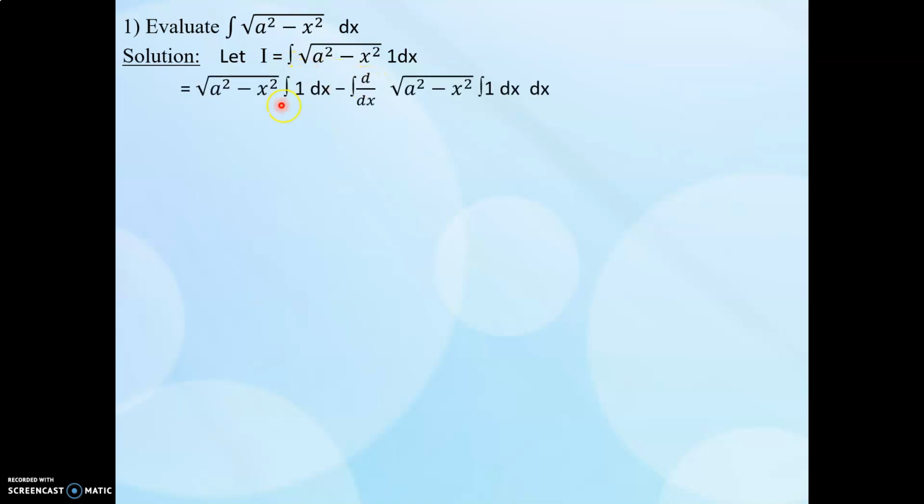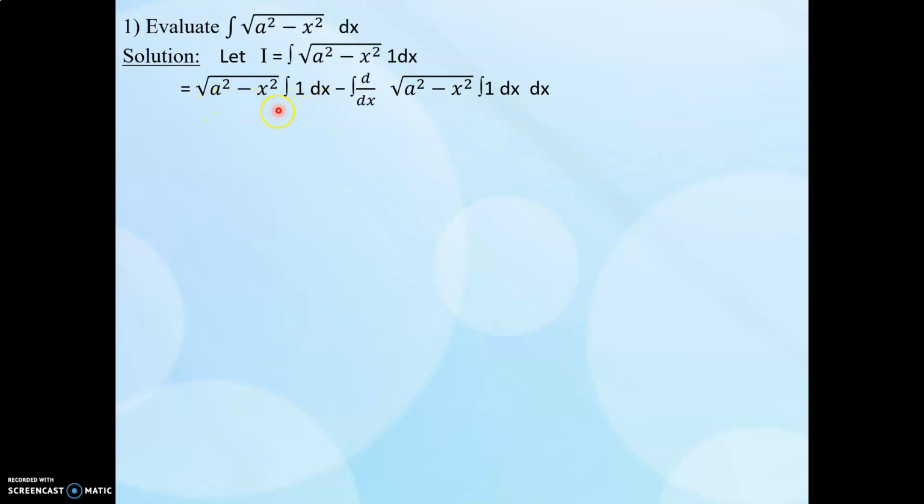Now evaluate integral root of a square minus x square dx. You have to prove this equation. So a prove-that question will come in your examination. So let I is equal to integral root of a square minus x square into 1 dx. So this is the first function and this is the second function. We are applying integration by parts rule here.